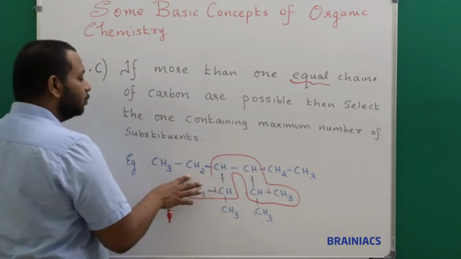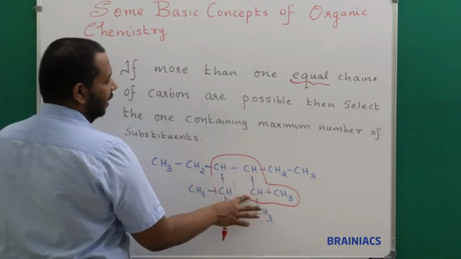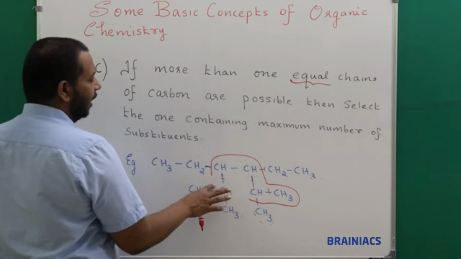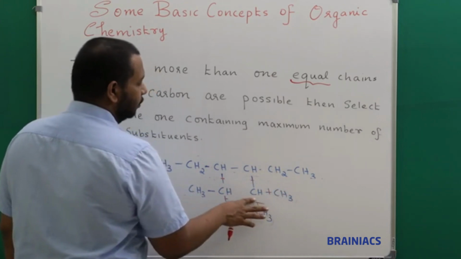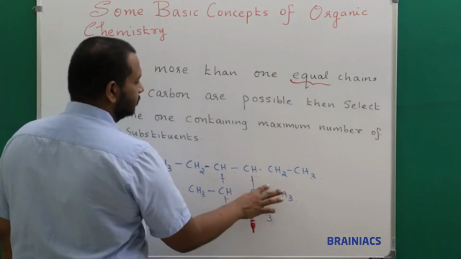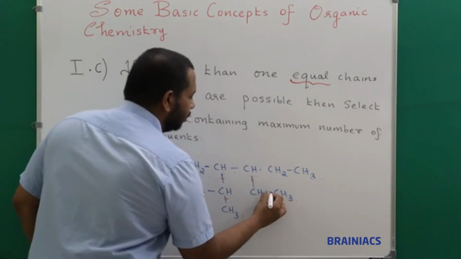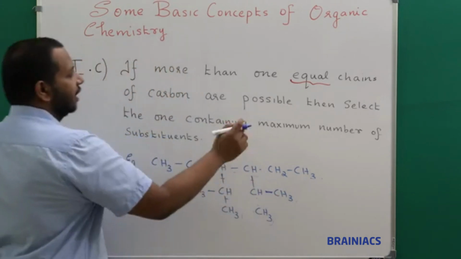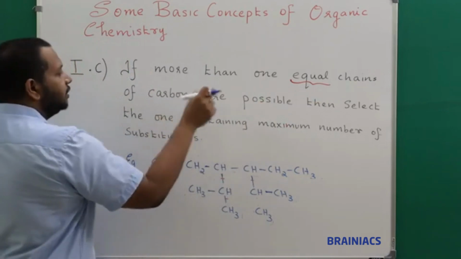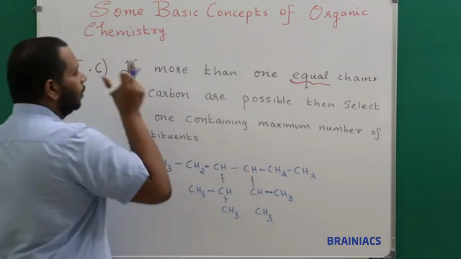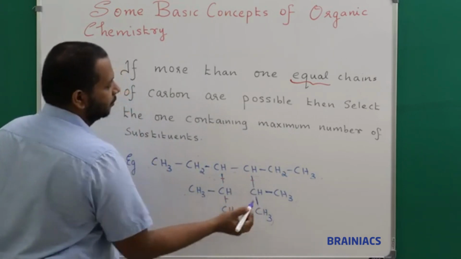So in this case, which one do you need to choose? This is the biggest question. You need to get an answer, and this rule will give you the answer to that question. Which one should you choose? The answer is that you should select the one which contains the maximum number of substituents. So what do we mean by maximum number of substituents?